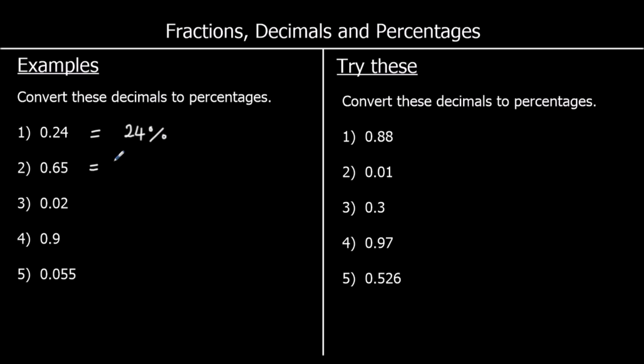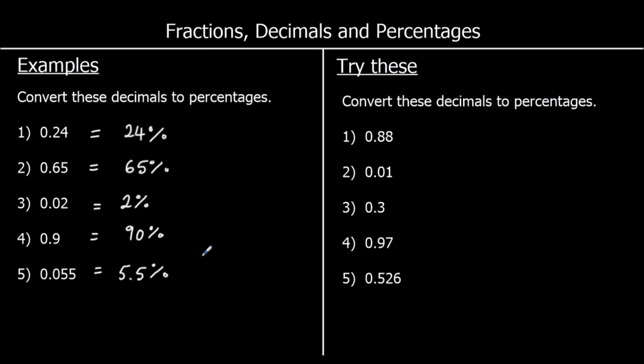0.65 times 100, 65%. 0.02 times 100, so times 10 once will be 0.2, times 10 twice will be 2. 0.9, so times 10 once for 9, times 10 twice is 90. And 0.055 times 10 once is 0.55, times 10 twice, and that'll be 5.5. So it's 5.5%.